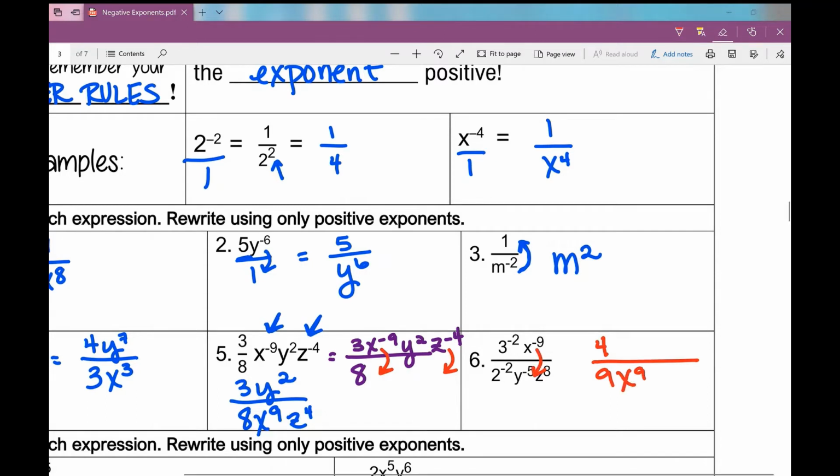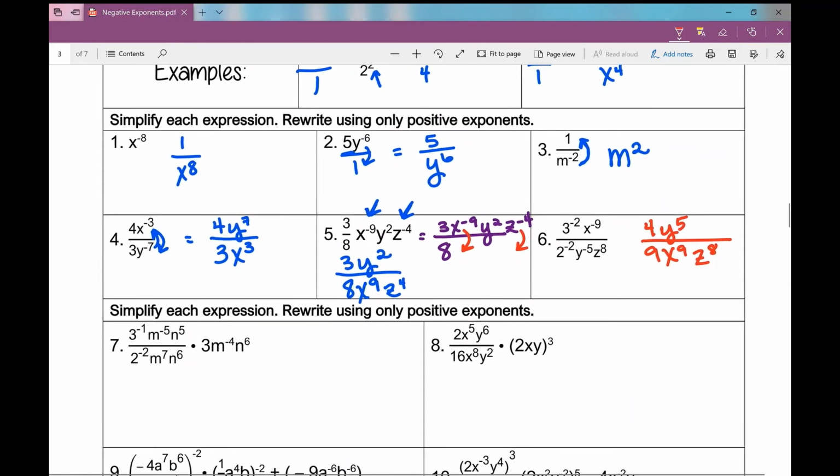Let's go to the next letter of the alphabet, y. That's got a negative exponent. What am I going to do with this y? Move it up top and make it positive. And then z to the 8th, what happens with that? It doesn't have a negative exponent, so I'm just going to leave it down here, z to the power of 8. And that's how I simplify that.